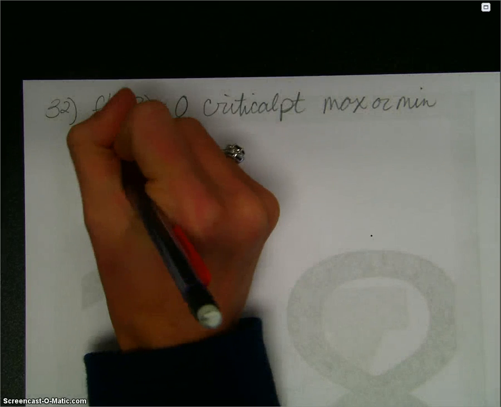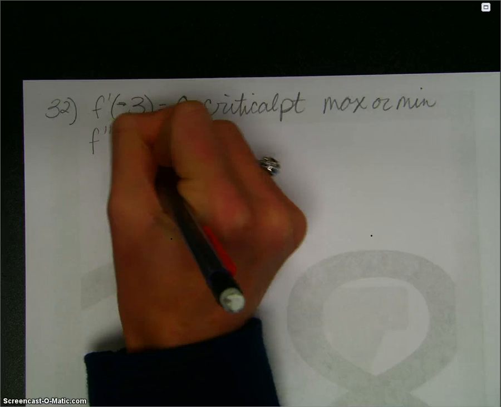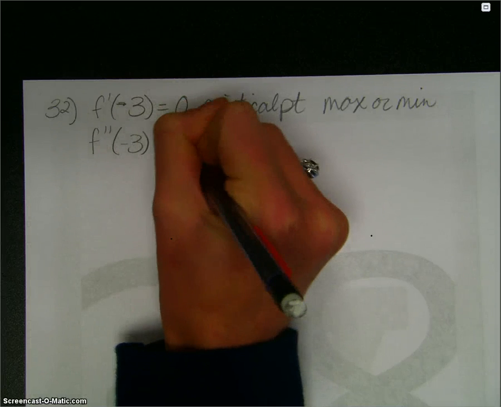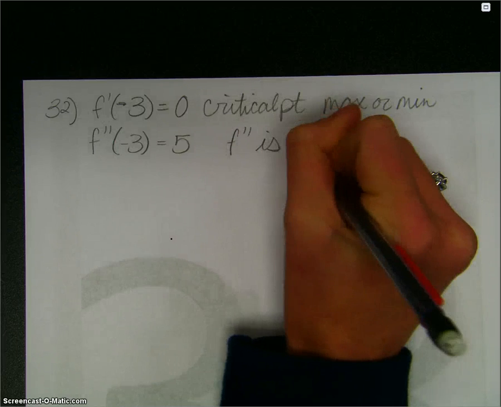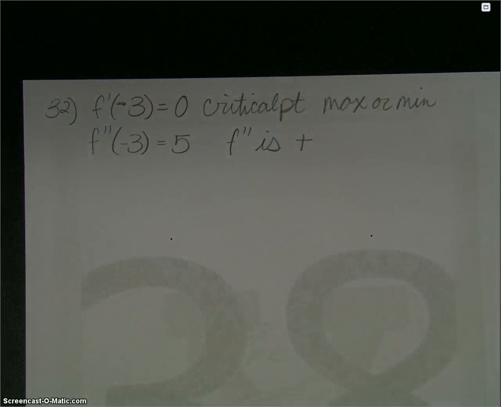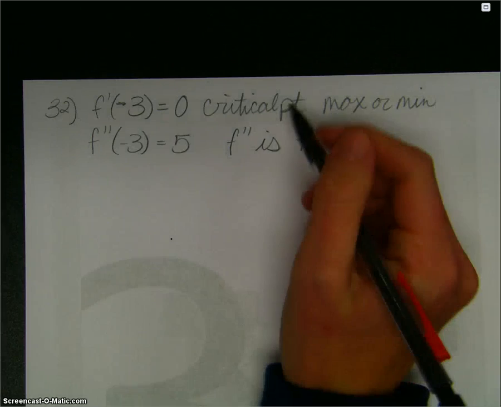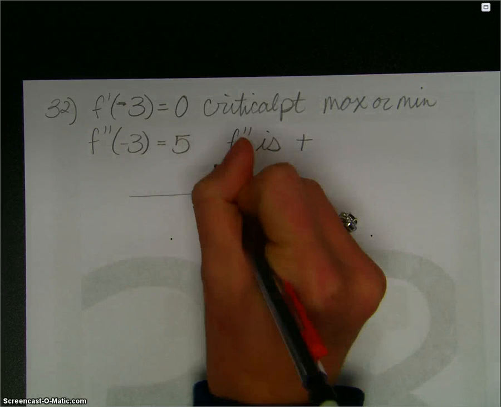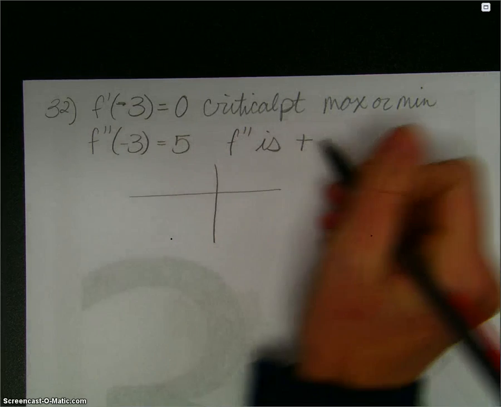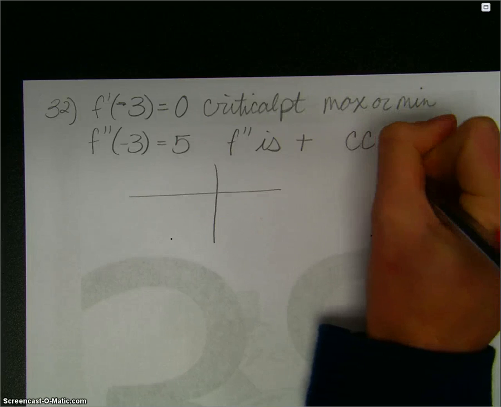They have also told me that the second derivative at -3 is equal to 5. And so by telling me that, they're telling me that the second derivative is positive. Okay, and I want to know what can I conclude about f using the second derivative test. Well, we've already said that it has a maximum or a minimum. By telling me that f double prime is positive, they're telling me that it is concave up.